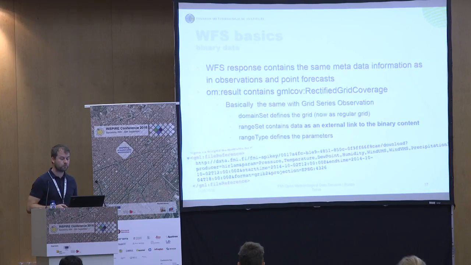Binary data is basically the same response as in observations and point forecasts. But then the result contains the domain set defines the grid, and range set contains the data, but that's now an external link to the binary content. So, for example, you can see in the URL the download question mark, and after that it goes to another service than the web feature service.